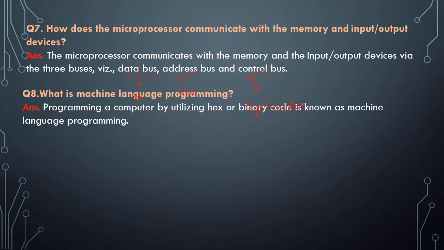The next one, what is machine language programming? Programming a computer by utilizing hex or binary code is known as machine language programming. That is, the programming in which the computer utilizes hexadecimal or binary code is basically known as machine language programming.